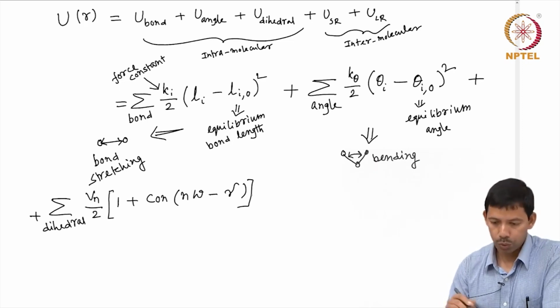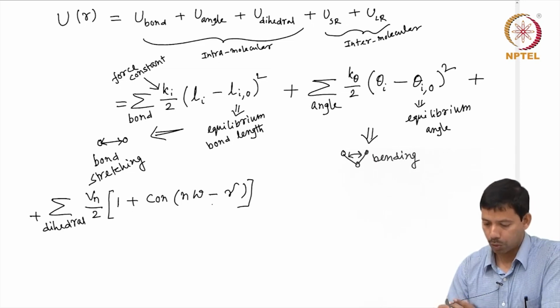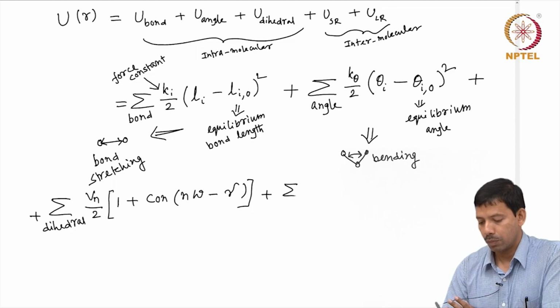So therefore 1, 2, 3 are the intramolecular, and then you have the intermolecular.